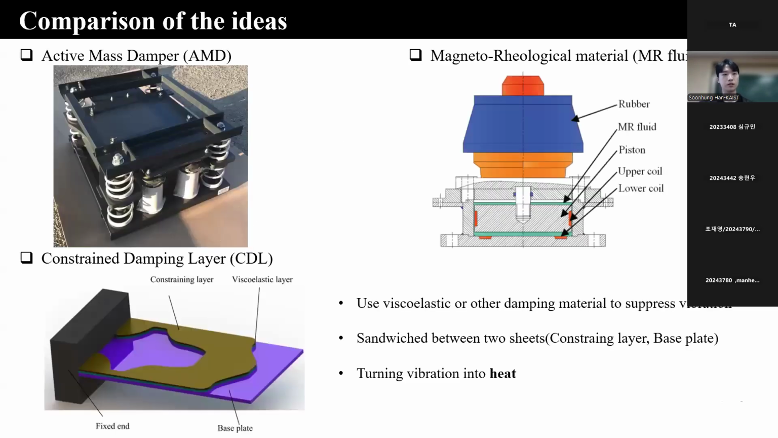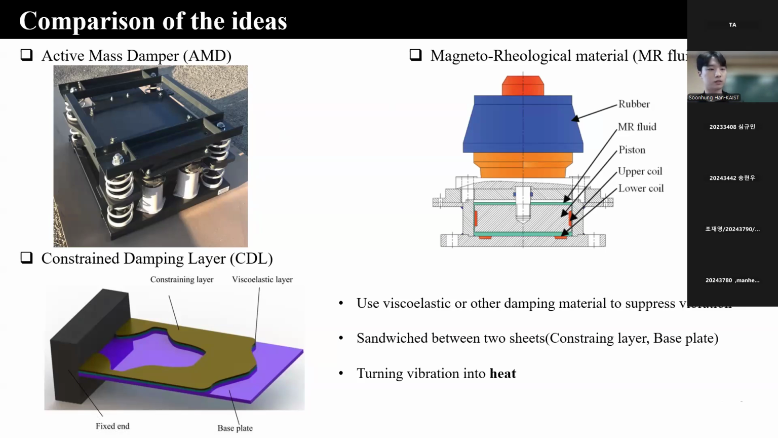Okay, let's compare the different ideas. We suggest three methods. To briefly explain how they work, an active mass damper is a device that absorbs the vibration through additional mass, so we can control the amount of mass. MR fluid uses the viscous force of the fluid, so it can modulate the viscosity of the fluid by changing the magnetic field.